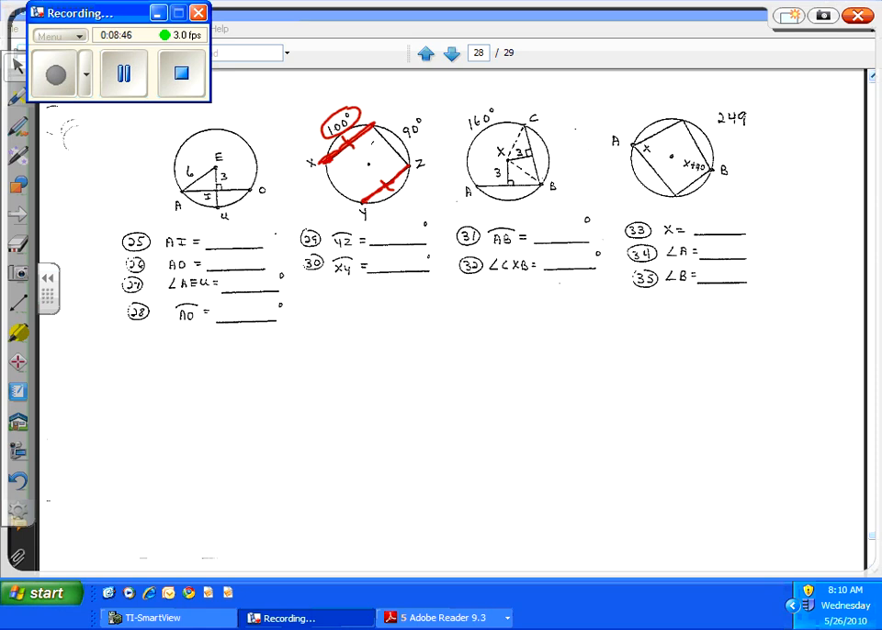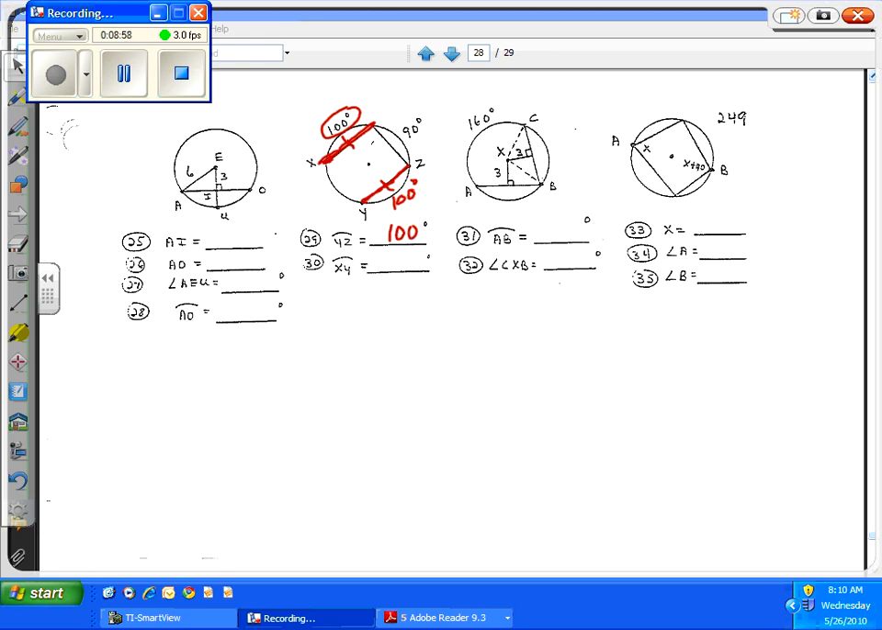Numbers 29 and 30. What we see here is equal chords. This chord has 1 mark. This chord has 1 mark. In equal circles, or in the same circle, or we could say in congruent circles or in the same circle, equal chords have equal arcs. The arc of the first chord there is 100, therefore the arc of this chord is 100. So arc YZ is 100 degrees.